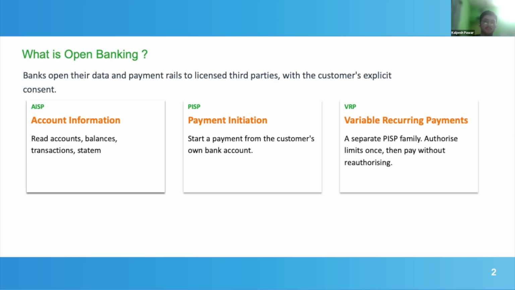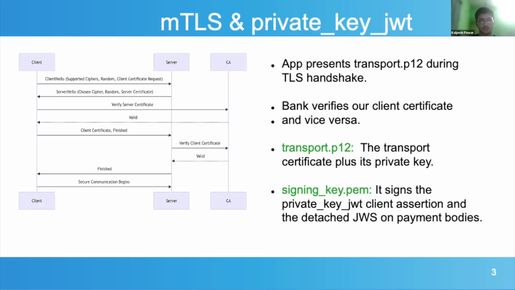In my midterm presentation, I showed what these open banking APIs are, like AISP APIs, PSP APIs, VRP. There is one other API, the payment confirmation API, but that is not used in consumer apps, so it won't be covered in this application. The basic idea of open banking is that the banks share their data with third-party applications with the consent of the customer.